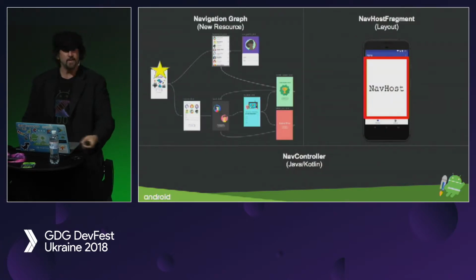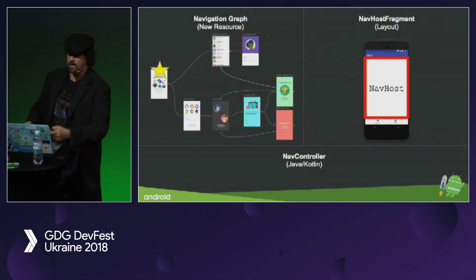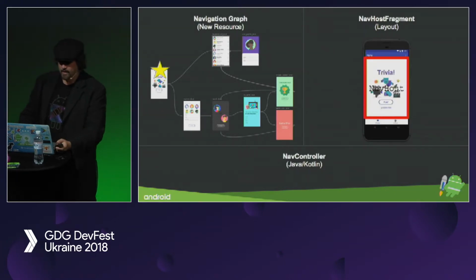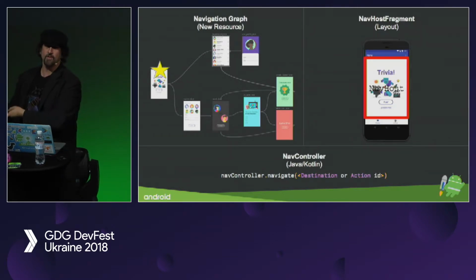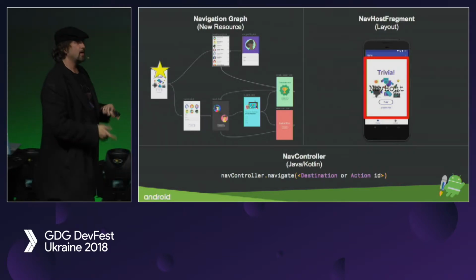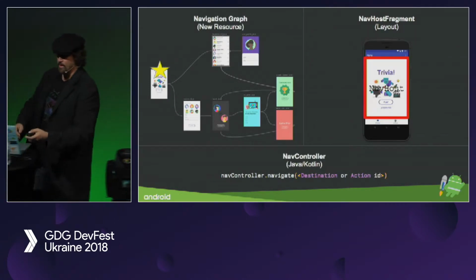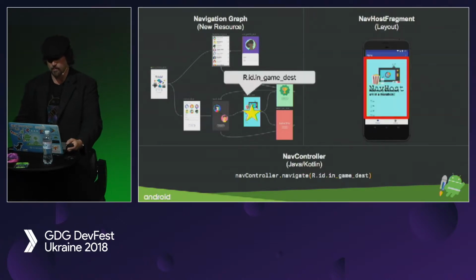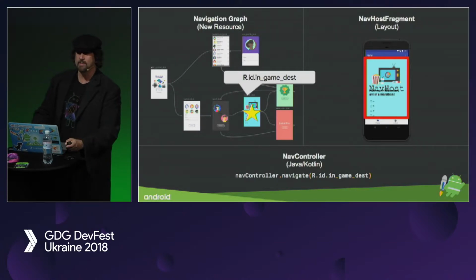The nav host fragment itself is actually just a host for other fragments. So it's a fragment that hosts fragments, typically starting with the start destination. The nav controller is also used to change the destination that is hosted by that fragment. So again, it does all the fragment transactions for you. It automatically changes the one that is sitting there, and it'll also help manage the backstack for you. You can navigate directly to a destination by using its ID.